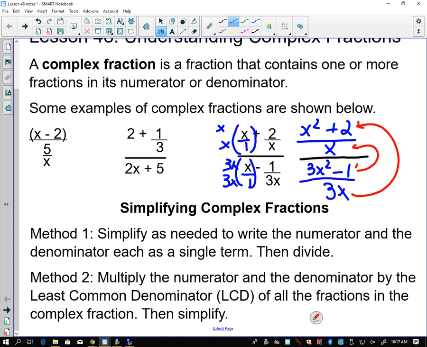So I can usually go from there. Now, we're not necessarily going to solve all of that, but we could, right? Method number 2 is multiply the numerator and the denominator by the least common denominator of all the fractions in the complex fraction, then simplify. But I tend to lean on method number 1. Okay? Because when we start trying to find the least common denominators between everything, then it can really kind of start to get.